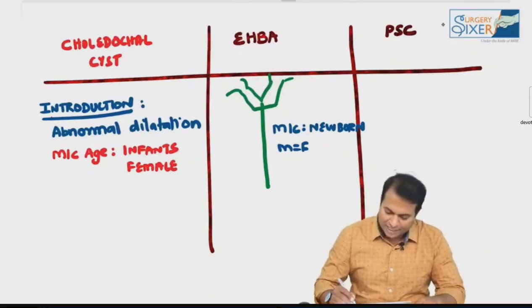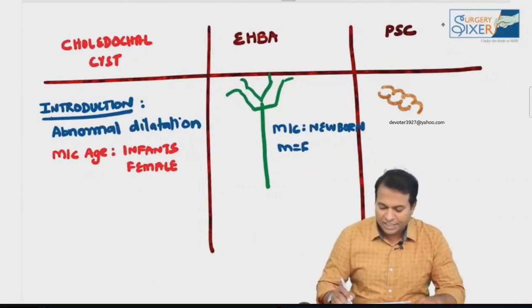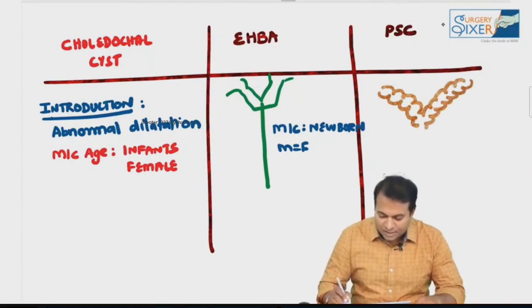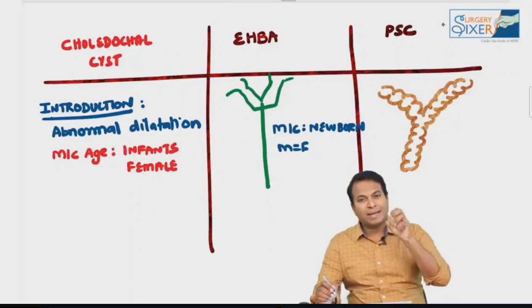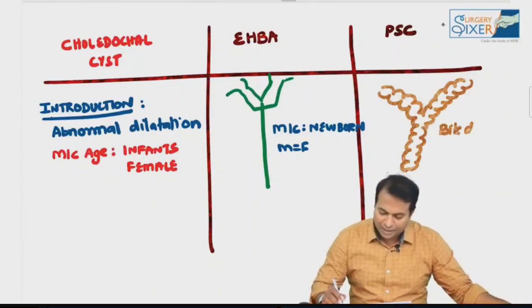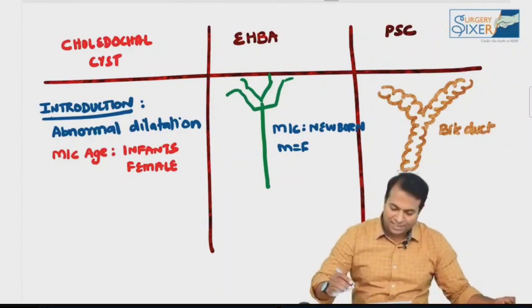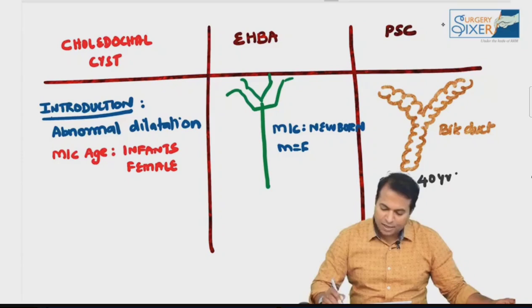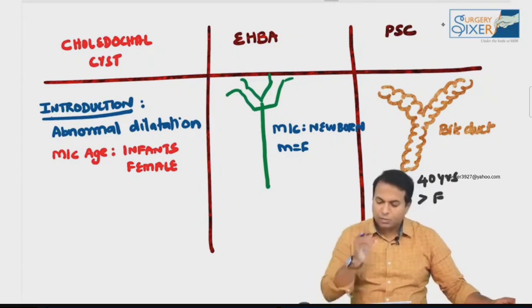Primary sclerosing cholangitis, what is it? It is abnormal dilatation and stricture of the bile duct, because of the sclerosing nature of the bile duct. Therefore, dilatation and stricture like this are seen in the bile duct. Bile duct stricture and dilatation is known as primary sclerosing cholangitis. It is most common at around 40 years and more common in men. So this is the first difference.